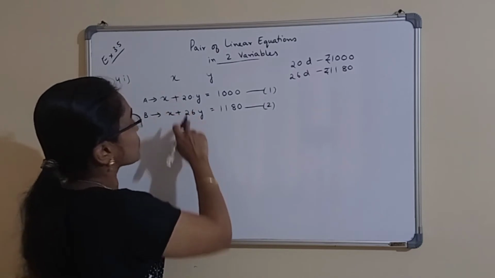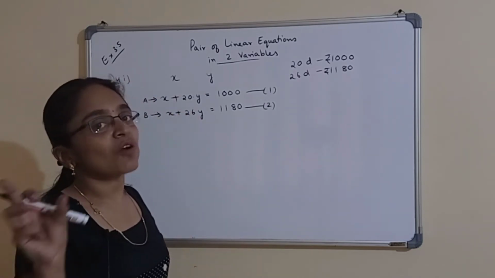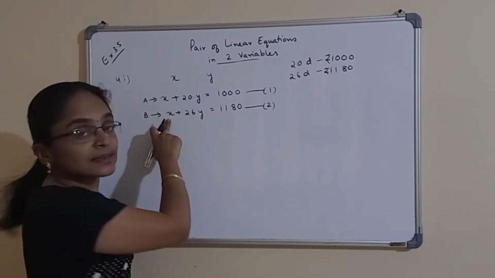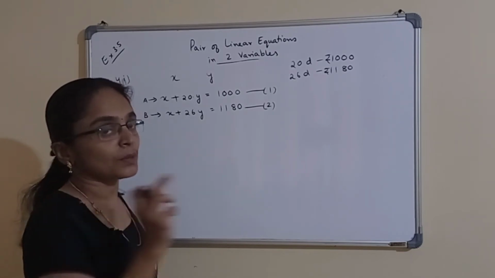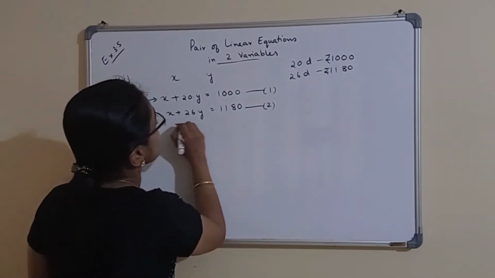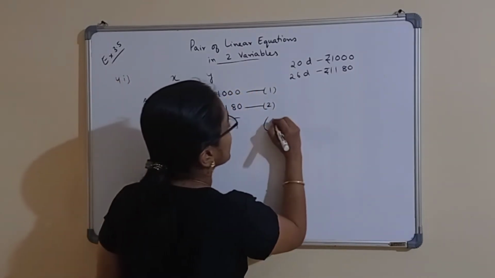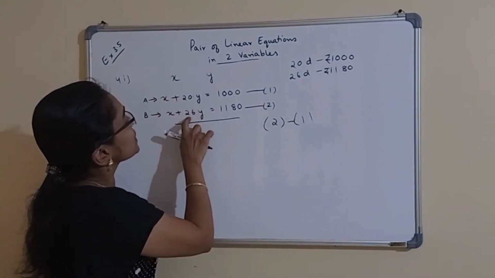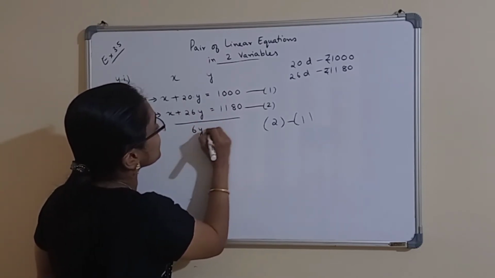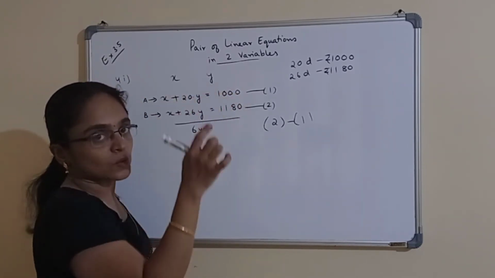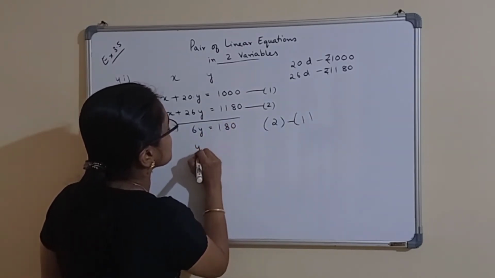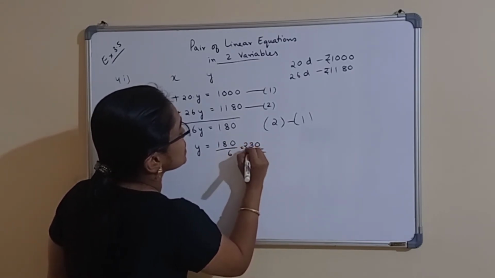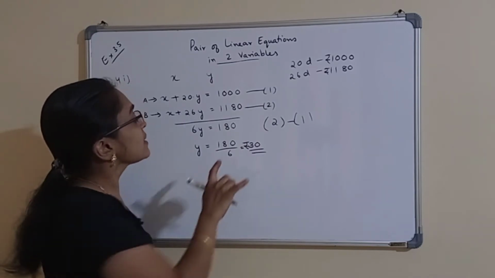So we have got two equations from the question. Now we have to solve by any of the algebraic methods. We have x and x here, so we don't have to multiply by any number to eliminate this x. Subtracting equation 1 from 2, x minus x is 0 and 26y minus 20y is 6y, equal to 1180 minus 1000, which is 180. So y is equal to 180 by 6, which is 30. So cost of food per day is 30 rupees.